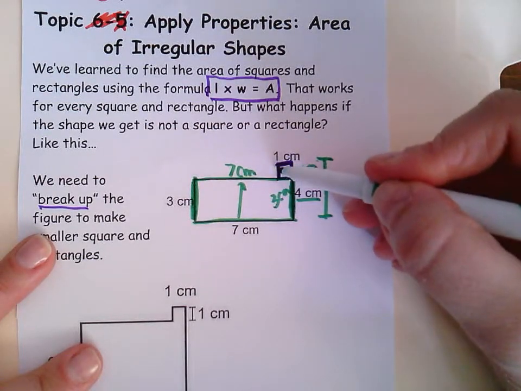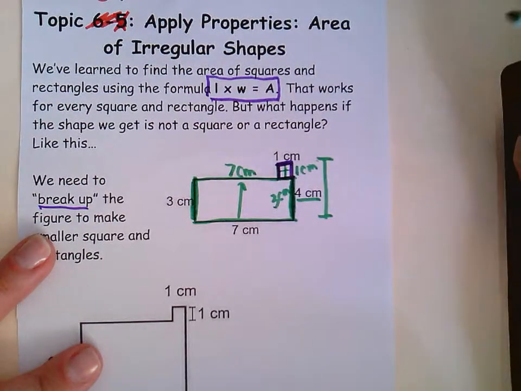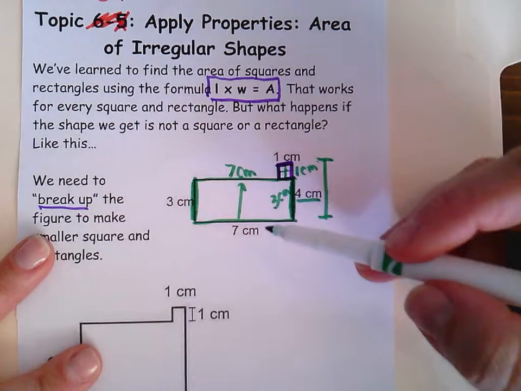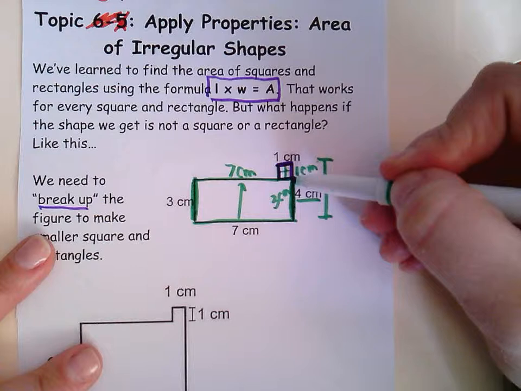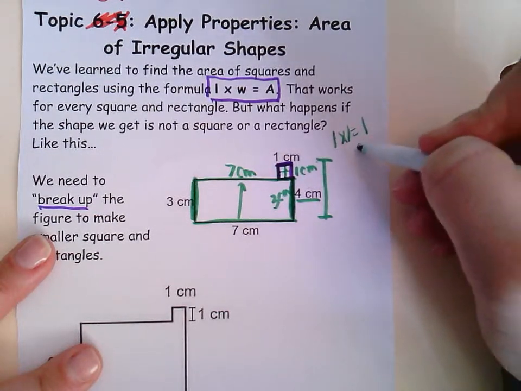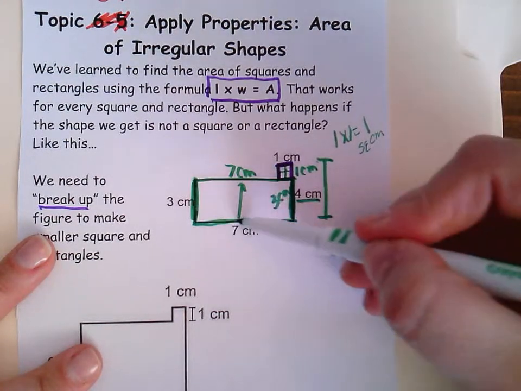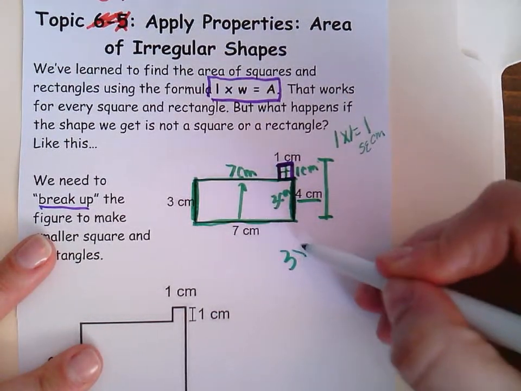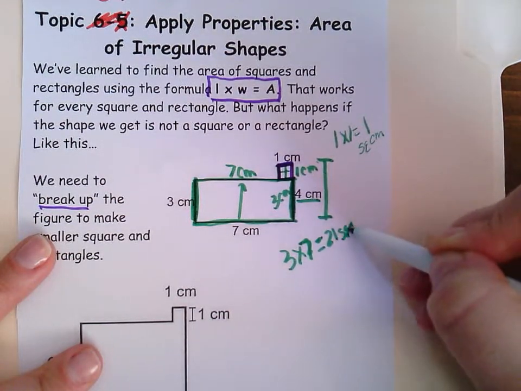This side's also going to be 1 centimeter because it's across, and this little guy here is 1 centimeter because it's across. Now that I have all my side lengths, I can start finding the area of the 2 pieces. So this little square has a length of 1 and a width of 1. So that's going to give me 1 times 1, which is going to be 1 square centimeter. And down here, I've got 3 times 7, which is going to give me 21 square centimeters.